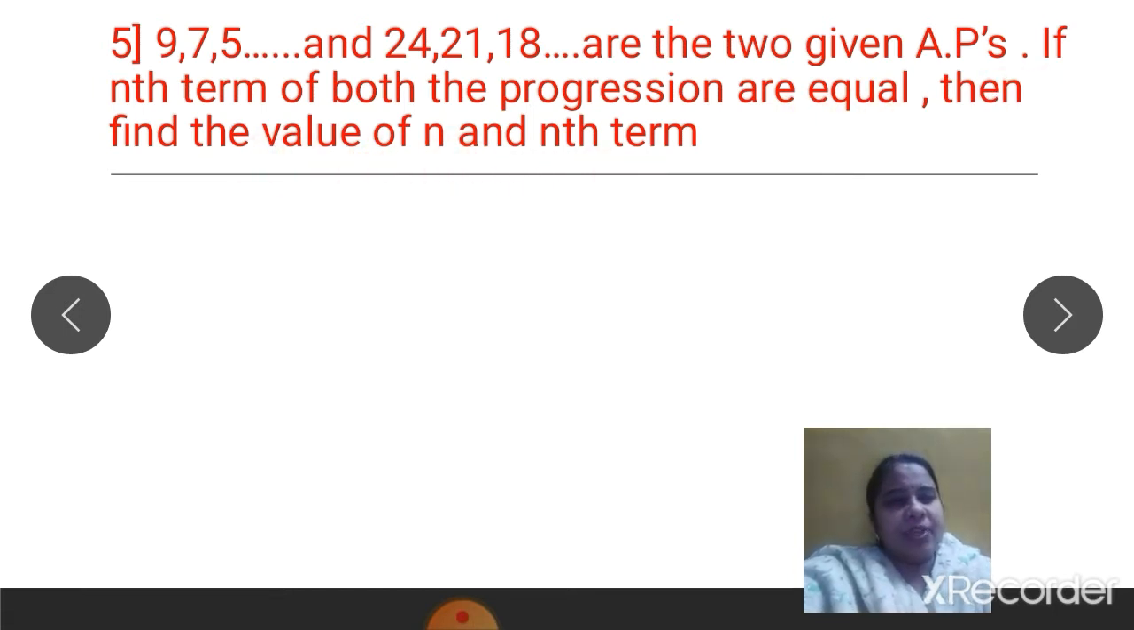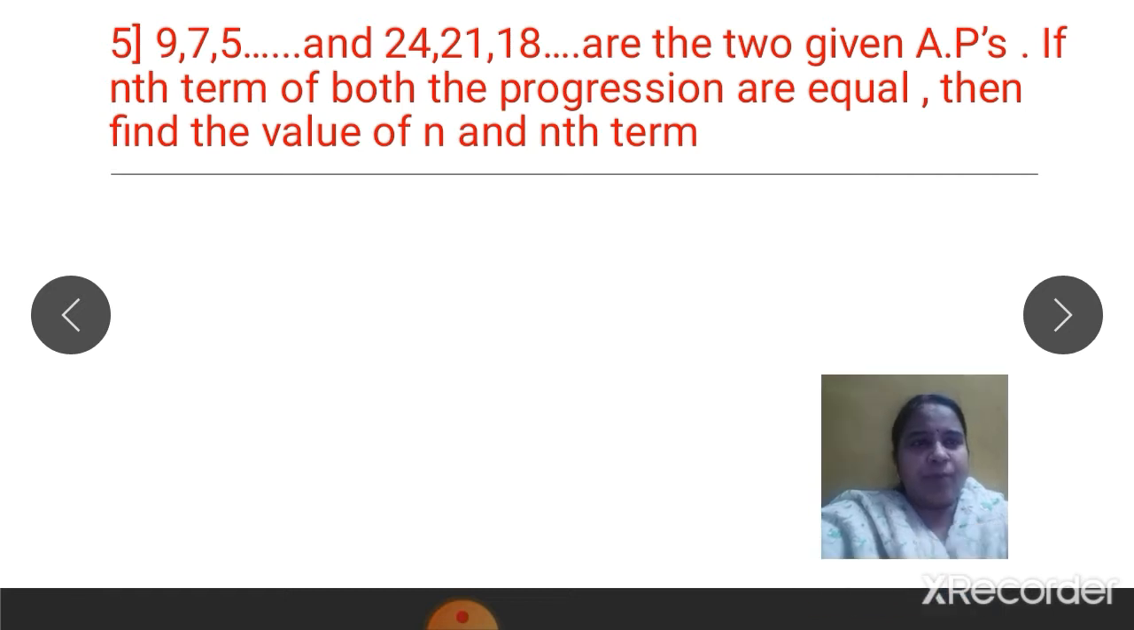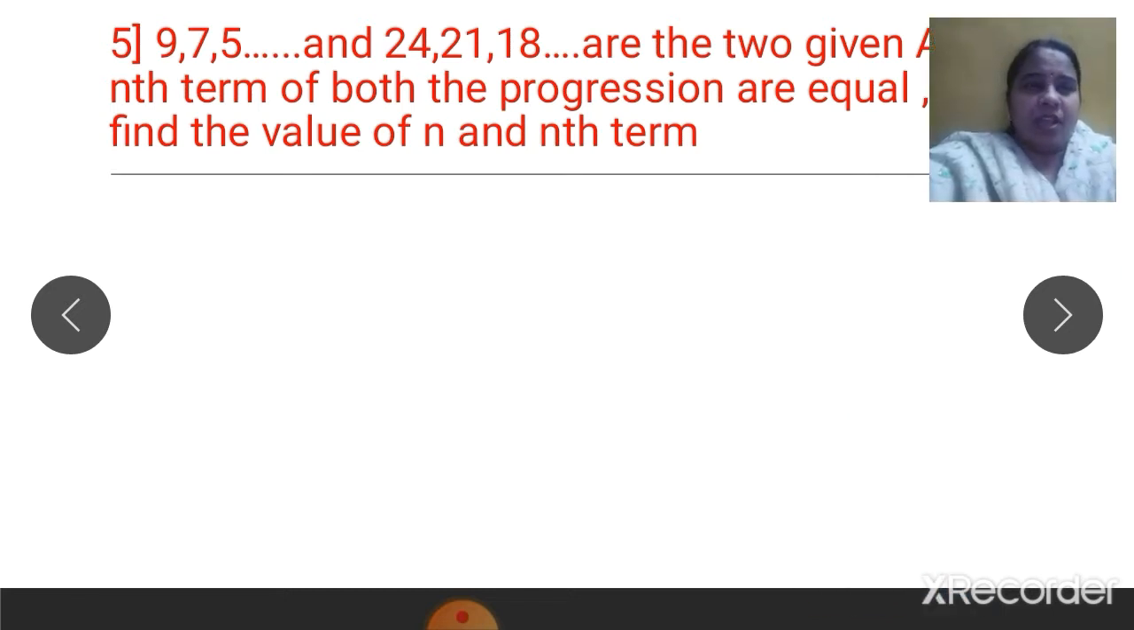First thing is, if such a question is asked, it will come for maximum, that is 4 marks. Now let us read the question part by part and try to solve. Let me tell you, this is absolutely not difficult. Only the way in which it is projected is different from the previous sums which we have done. Let's see. 9, 7 and 5 and so on, and 24, 21, 18 and so on are two given APs. If the nth term of both the progressions are equal, only this much I have read of the question.